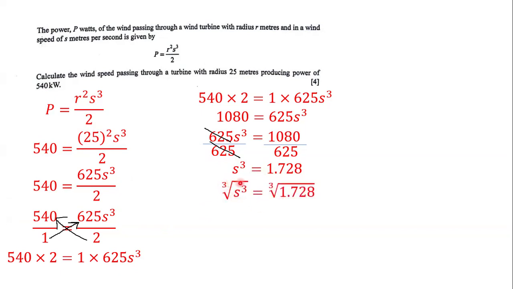Next, we take the cube root of both sides. We take the cube root of S cubed, and we take the cube root of 1.728. When we take the cube root, the root and the power cancel out each other. And so we are left with S is equal to the cube root of 1.728, and the cube root of 1.728 is equal to 1.2. So S is equal to 1.2. And that's the answer to this particular question.